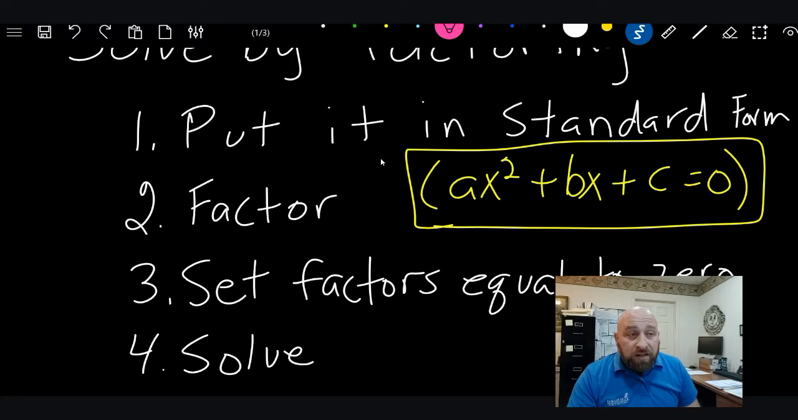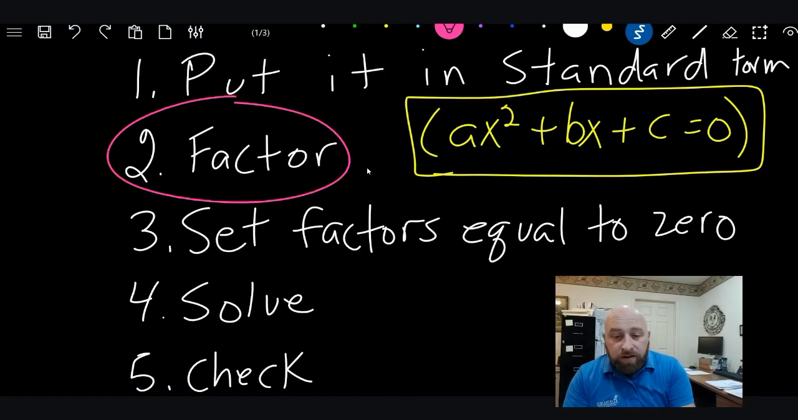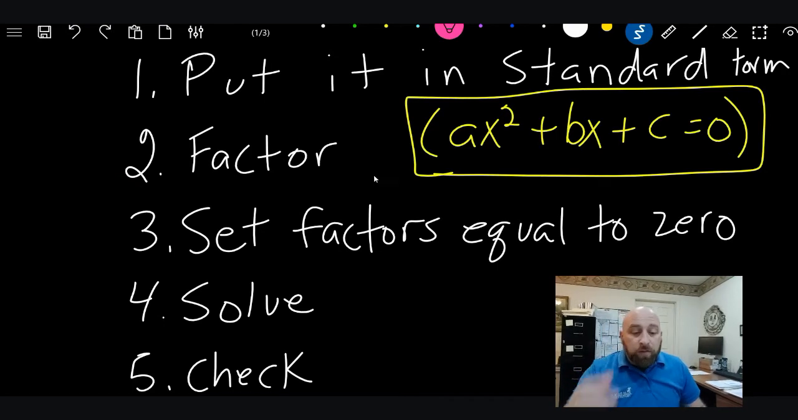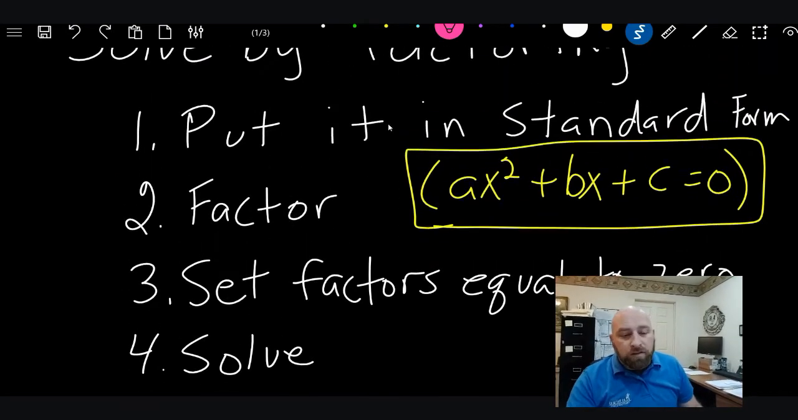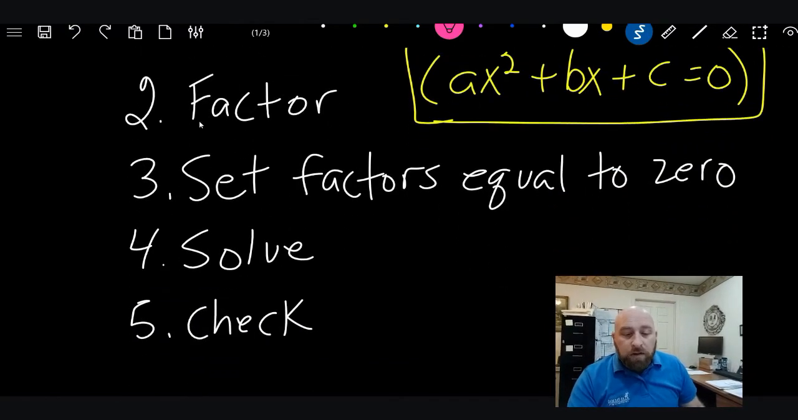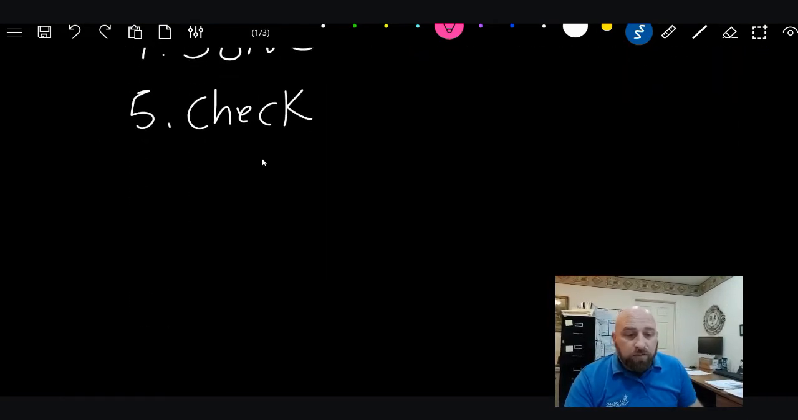All right. The second thing that we're going to do when solving by factoring is we're going to factor. That makes sense. And then we're going to set the factors equal to 0, which technically we already did in the first thing if you put it into standard form. But then we're just going to carry it over and set each individual factor equal to 0. And then we're going to solve it, and then we're going to check it. Okay, so there's your basic steps.